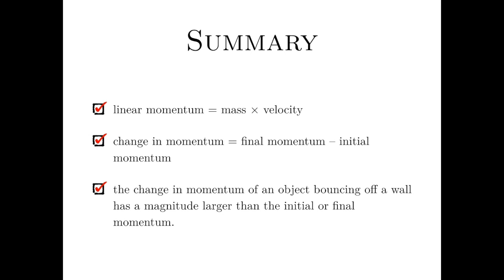To summarize this lesson, the linear momentum of a moving object is calculated by the product of its mass and velocity. The change in momentum equals the final momentum less its initial momentum. Finally, remember that the change in momentum of an object bouncing off a wall is larger in magnitude than either its initial or final momentum.